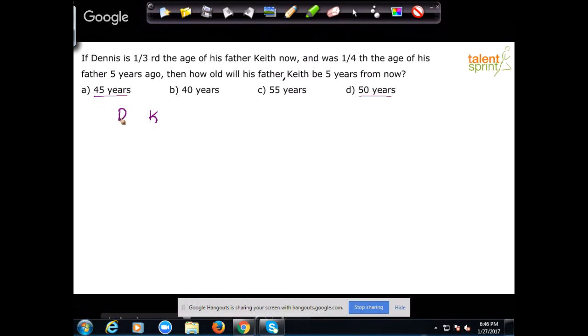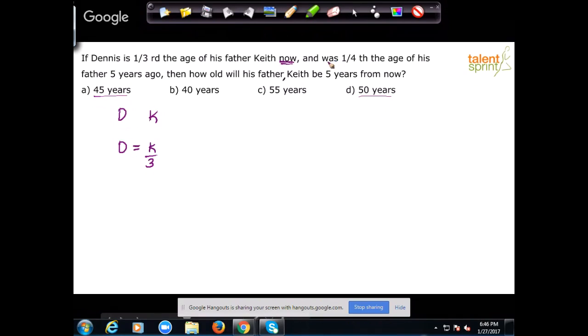Let us assume their present ages are D and K respectively. Dennis' present age is D and Kate's present age is K. Now the first statement says Dennis is 1/3 the age of his father now, which means their present ages are in the ratio 1:3. Dennis is 1/3 the age of his father. So can I say D equals K by 3? Yes, D equals K by 3.